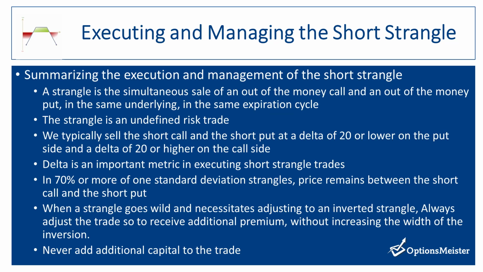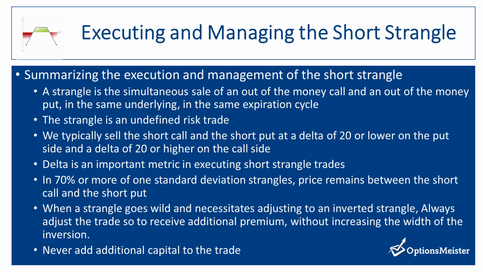Summarizing the execution and management of the short strangle. A strangle is the simultaneous sale of an out-of-the-money call and an out-of-the-money put, in the same underlying, in the same expiration cycle. The strangle is an undefined risk trade. Delta is an important metric in executing short strangle trades. We typically sell the short call at a delta of 20 or higher, and we sell the short put at a delta of 20 or lower.